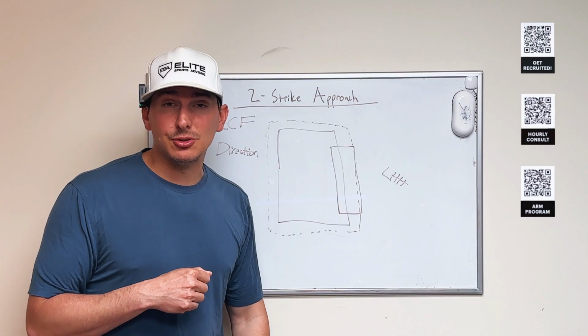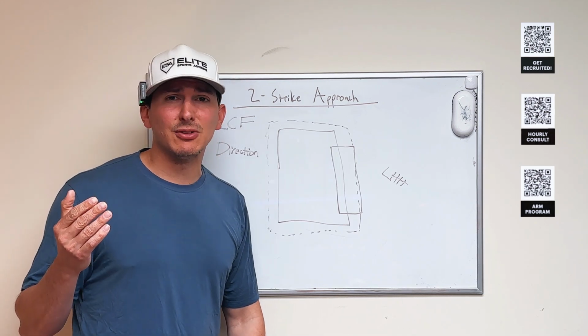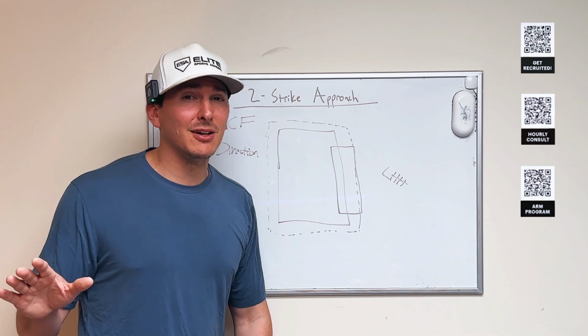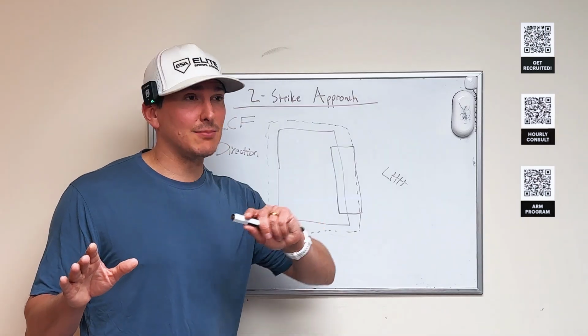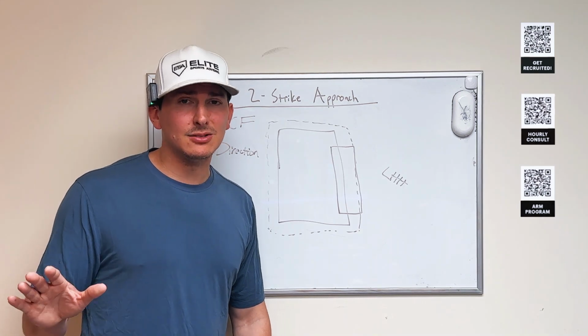Freddie Freeman, choking up, going the other way with 2 strikes. Right? Don't fall into this mindset of I'm just going to swing for the fences every time, because most of you guys are not good enough to do that. There's very few guys that can make it in the big leagues doing that, and you're probably not one of them, at least not yet.